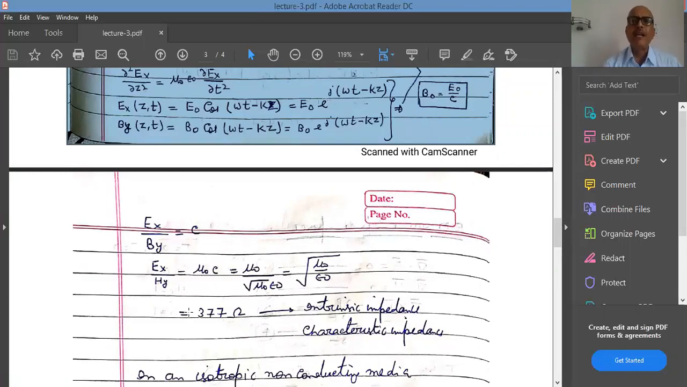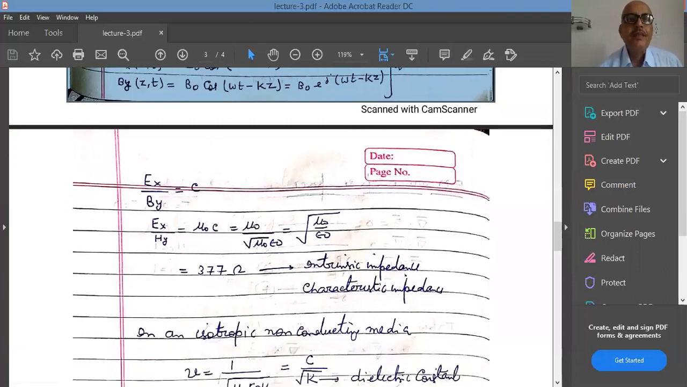It is the impedance offered by the medium for the electromagnetic wave to travel in free space. So it's a very important number that you will have to remember, and check also that we get this value. So 377 ohm is the intrinsic impedance of free space, which is exerted by the medium on the electromagnetic wave to pass through.